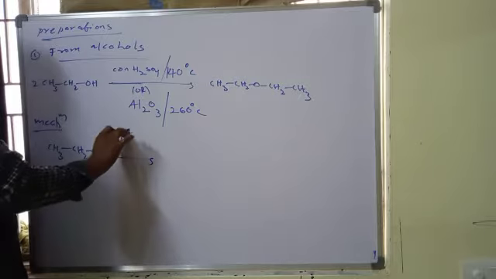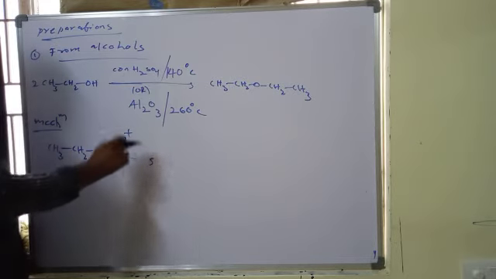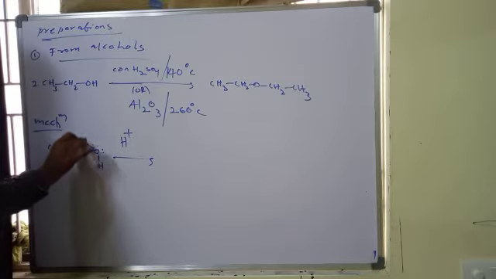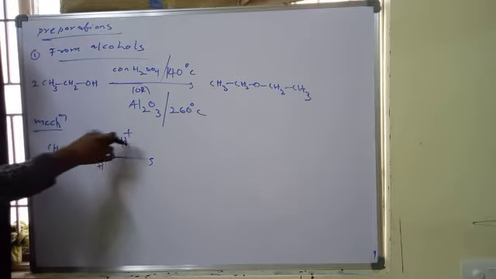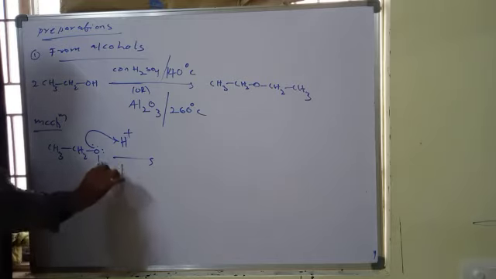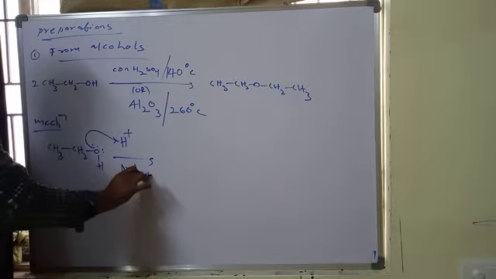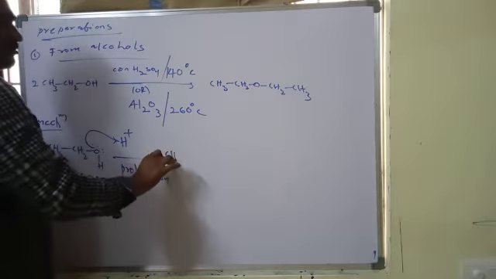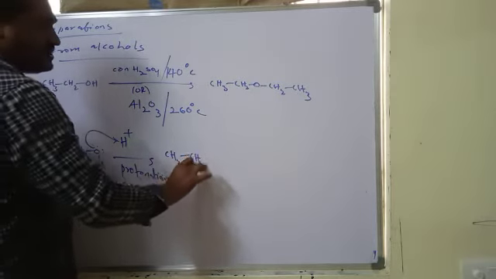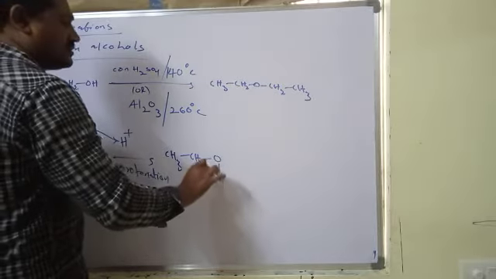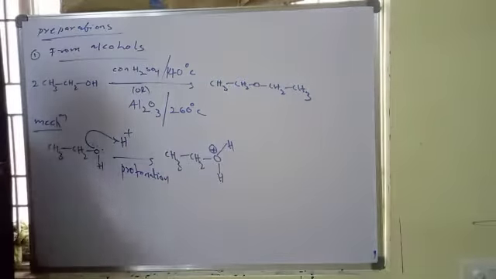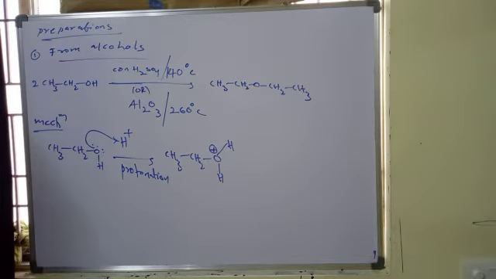H plus is from the strong acid H2SO4. So the first step: the oxygen has a lone pair, and protonation takes place. Protonation means H plus attacking. This step is called protonation. So a proton attacking is called protonation. Now the oxygen gets a positive charge, right?